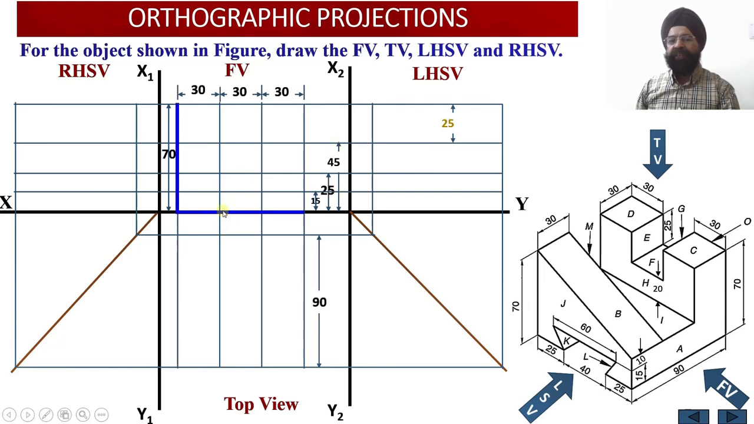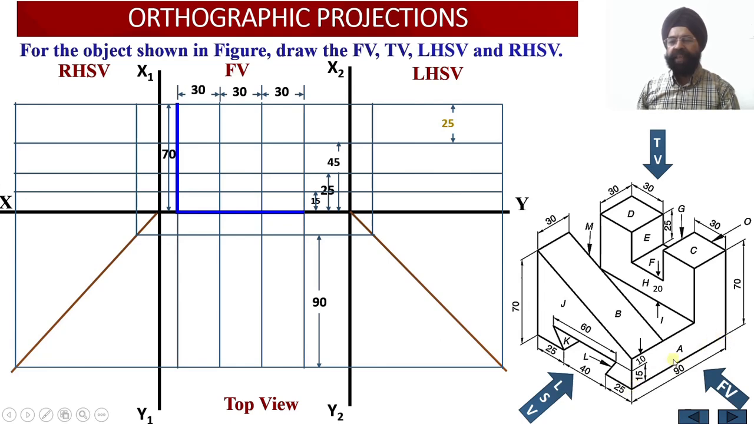With this we have been able to project all the edges corresponding to the front view in the orthographic projections. Now we are going to join the edges which will be visible to the observer looking at this object from the front side. When the observer looks at the solid from the front side, this base is visible, please check.